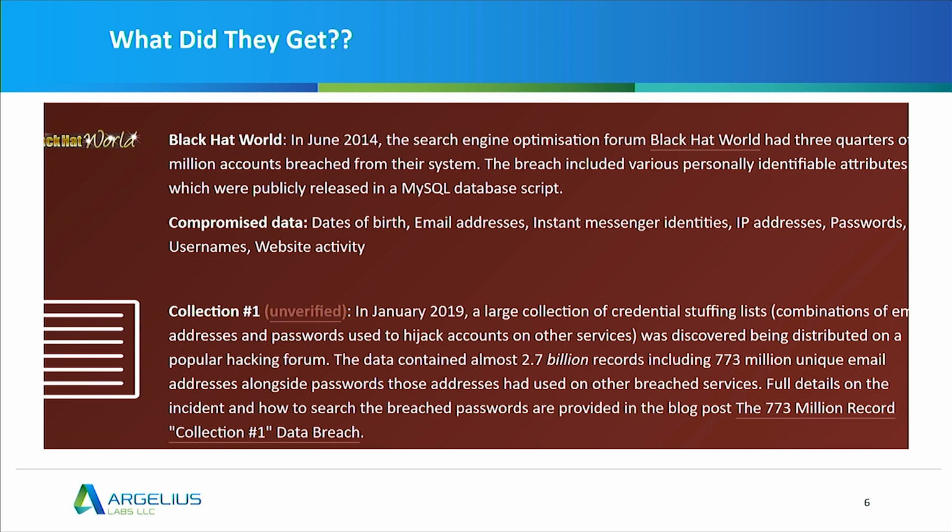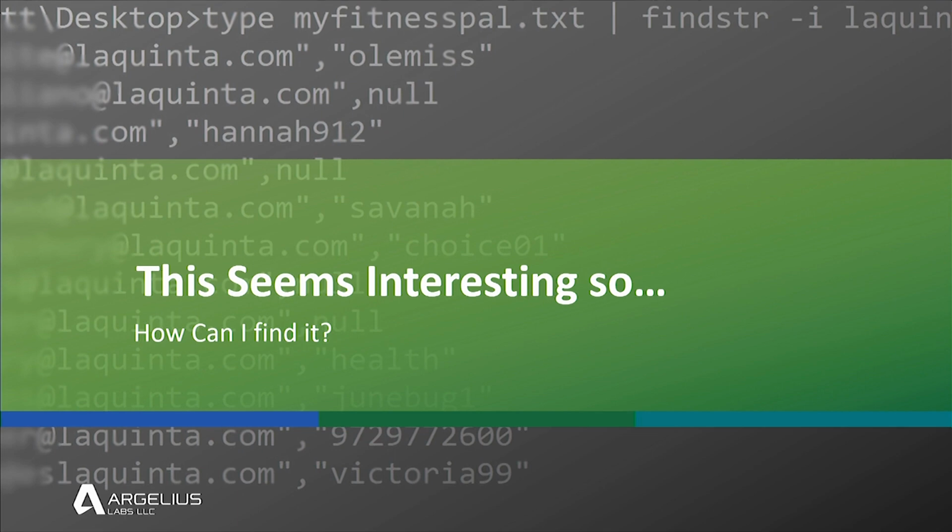But here as OSINT analysts, we're looking at this and we're like, damn, date of birth, email address, instant messenger, IP, passwords, username, website activity. If I can transition from an email address to all that, if I could get my grubby paws on the actual raw data, that's a gold mine. If I can take that email, turn it into a username, turn it into all these different types of things. And that's kind of what we're going for right here.